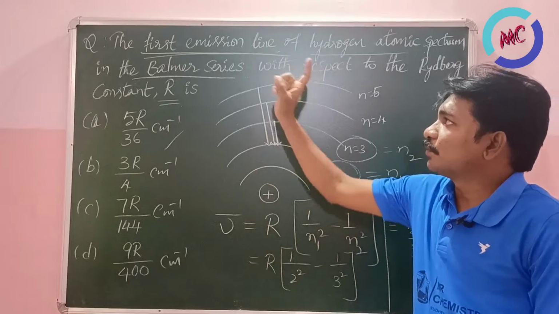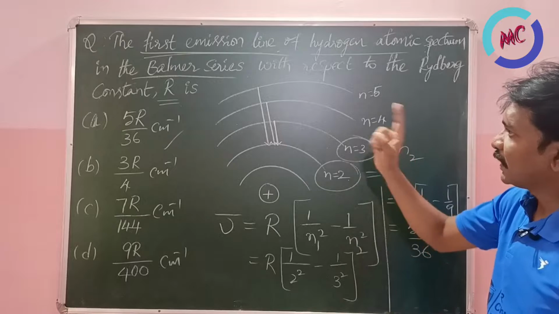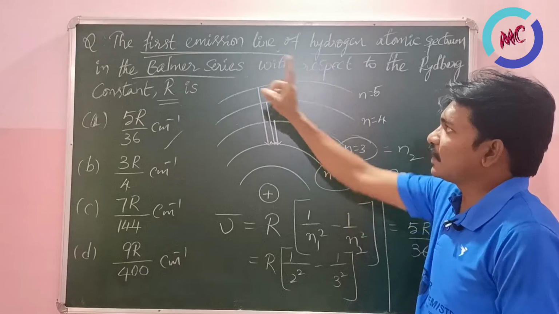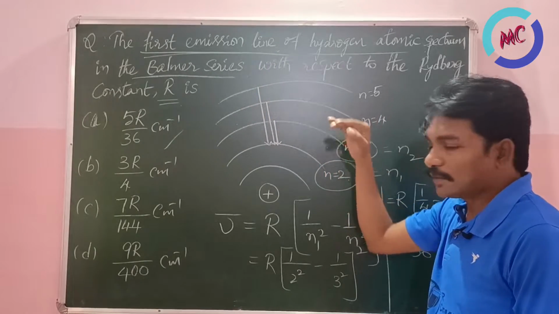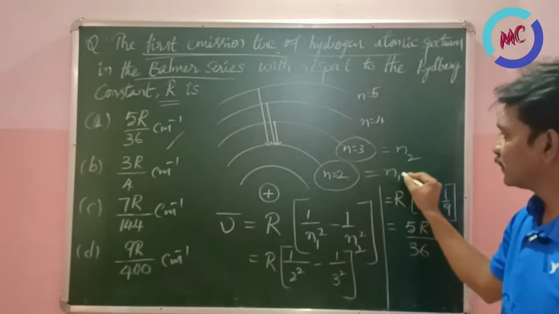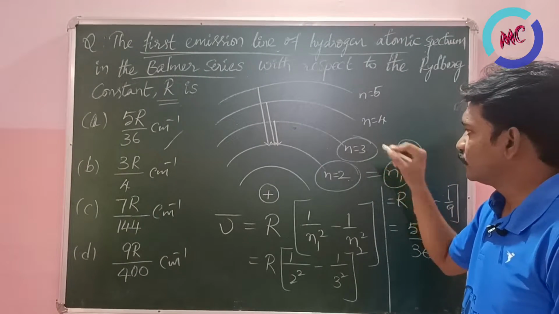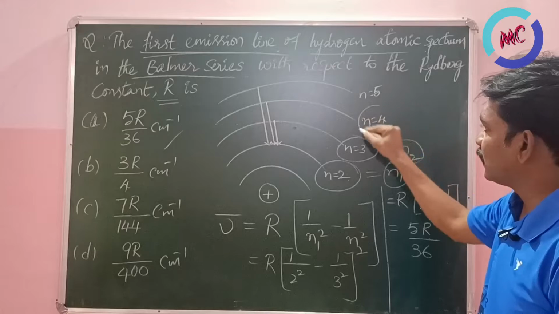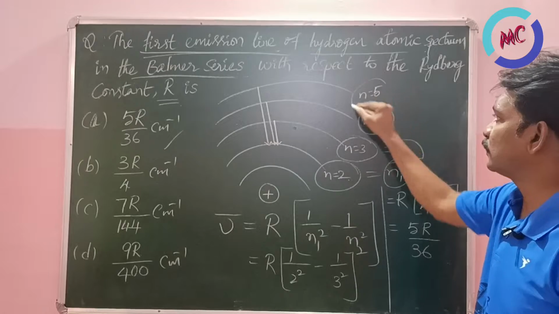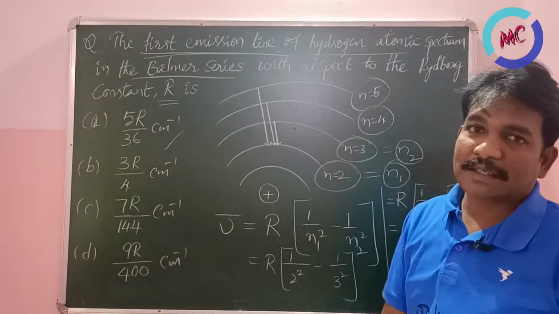Once again, check it. To find the first emission line of the Balmer series, first you have to know a few things. That is, in the Balmer series the electron will fall into the second shell. First emission line means from the third shell to the second shell. Here in the Balmer series, n1 is equal to 2, and for the first emission line n2 is equal to 3. For the second emission line, n2 is equal to 4, and for the third emission line, n2 is equal to 5. We will discuss these things under the hydrogen spectrum once again in detail.